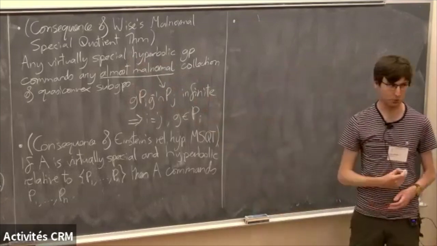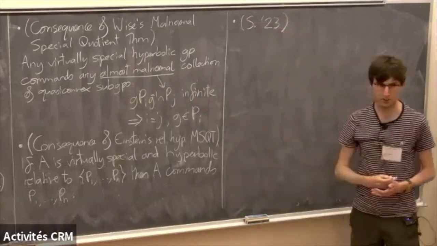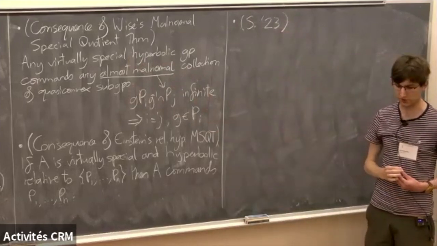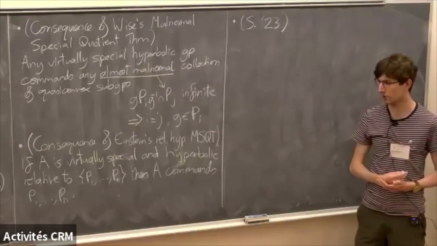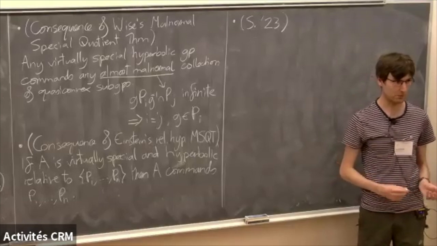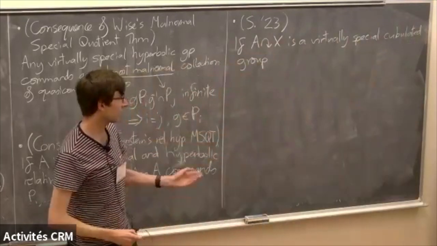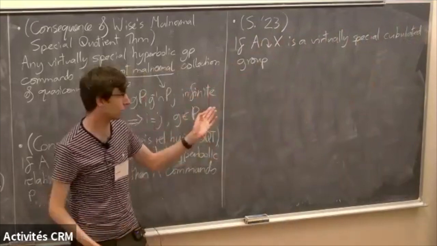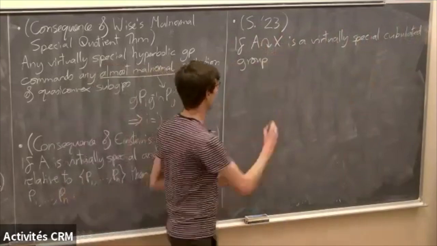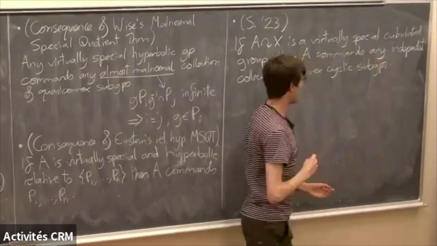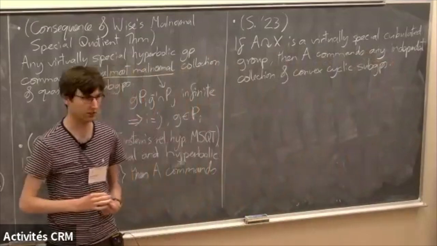As a final example, there is a theorem from my PhD, which was published earlier this year, which again looks at virtually special groups, but now with no hyperbolicity assumption. So here we suppose that A acting on X is a virtually special cubulated group. So here X is the CAT(0) cube complex. Then A commands any independent collection of convex cyclic subgroups.